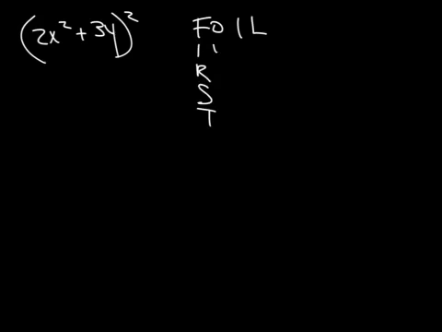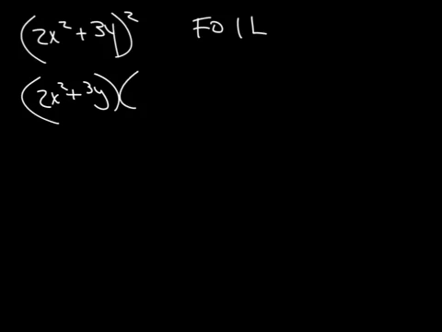First, outside, inside, and last. Remember that? First, outside, inside, and last. Alright, and that's what we do when we have two parentheses where we have two terms in each parenthesis. This squared means that we have 2x squared plus 3y times 2x squared plus 3y.